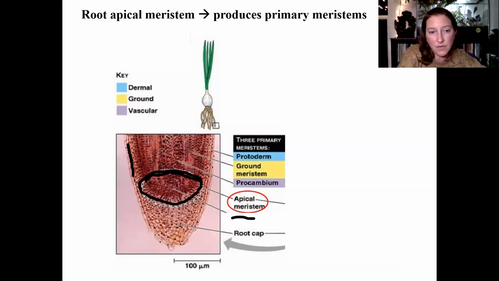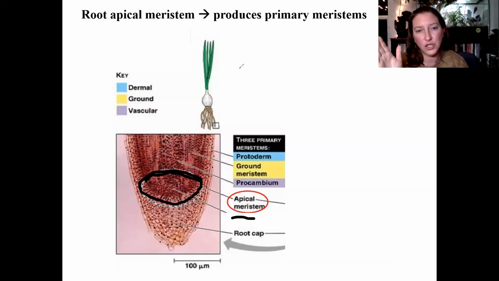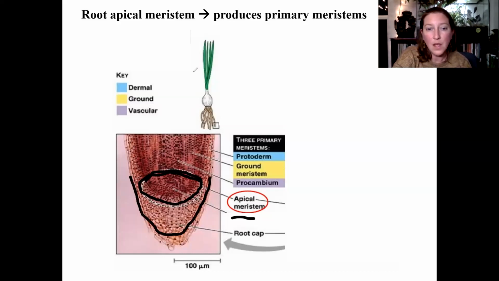There is a little bit of a sheath that covers it in the root. That's because the apical meristem has to move through soil. And so if it's just naked without any sort of little protection, it could get broken and damaged. So in the root, the apical meristem is covered by like a little hat almost, right? Like this here is like a little hat, kind of covers it. But regardless, this is the apical meristem.